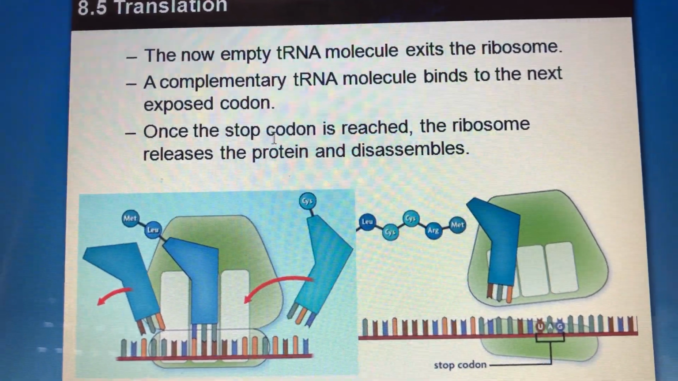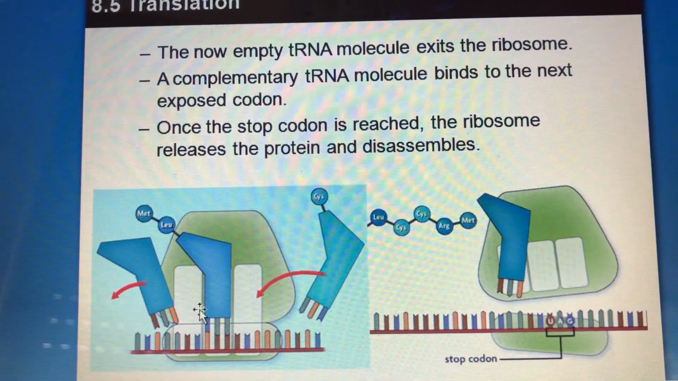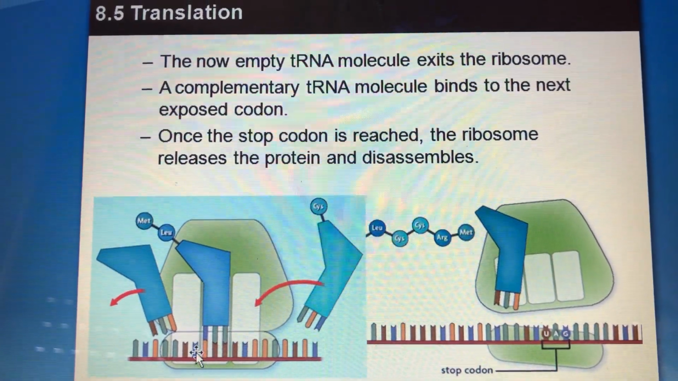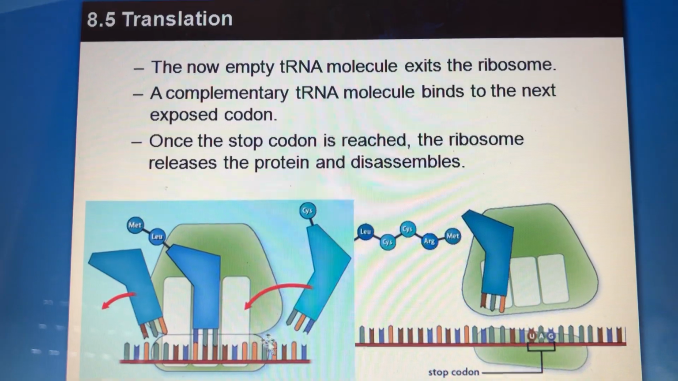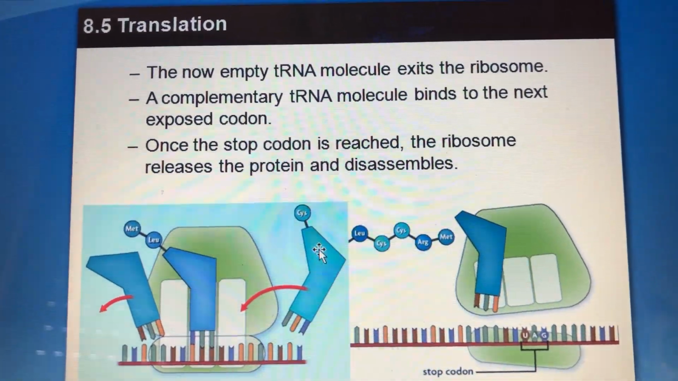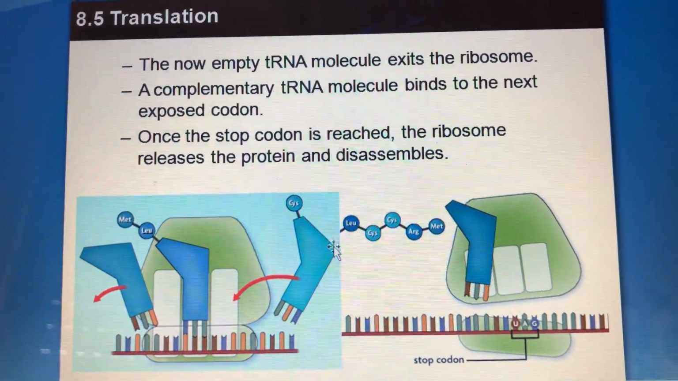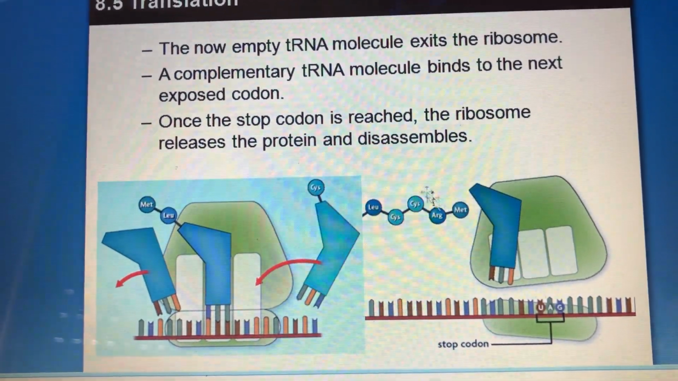The ribosome will keep moving a length of one codon. When it reaches the stop codon, the ribosome releases the protein, because here the amino acids are bound together in a polypeptide chain. The protein is ready. This protein will be released.